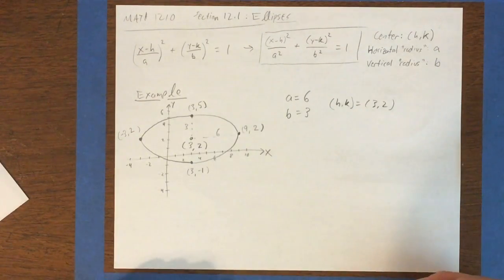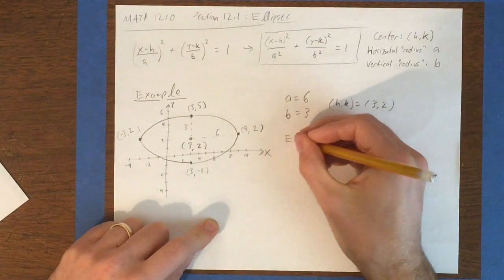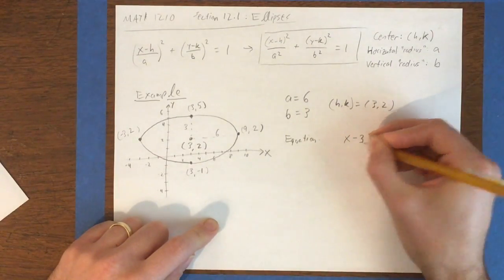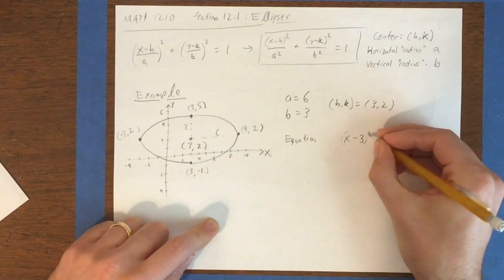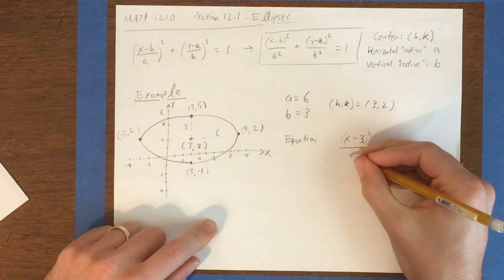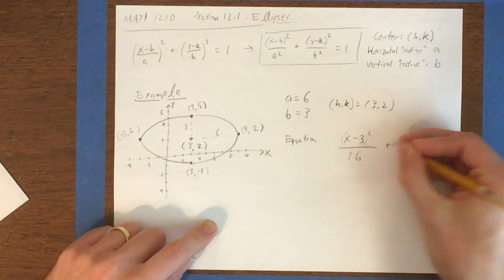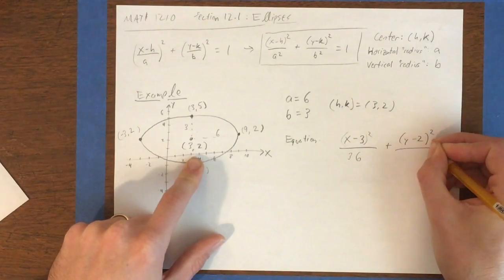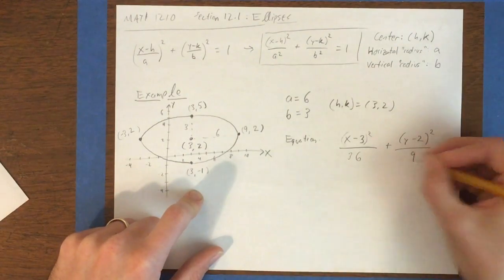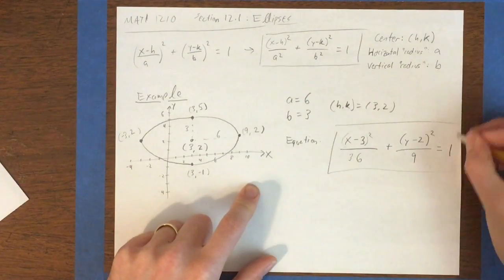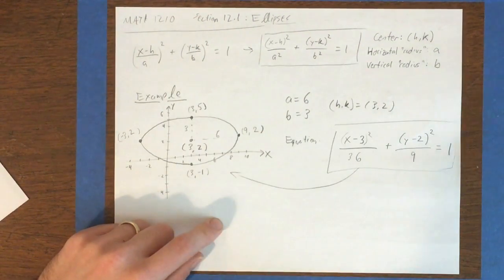And that's all I need to do. I just need to grab that information from the graph, and then I can use that to make my equation. So that will be x minus 3, because 3 is the x coordinate of the center, and then divided by a squared. So a is 6, so that's going to be 36, plus, and then y minus the 2 squared over b squared. B was 3, so I'm going to do over 9, and then it's always equals 1. And that's my equation for that ellipse.